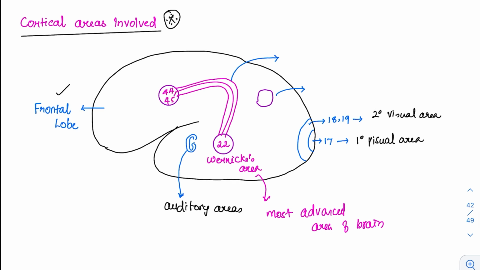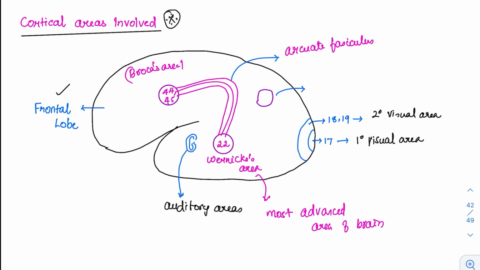Then another area, whose numbers are 44 and 45. All of you know this. One is Wernicke's, another one is Broca's area. So these two are the major areas, and they are connected by the arcuate fasciculus. Arcuate fasciculus. Now I will tell you about two more additional areas.